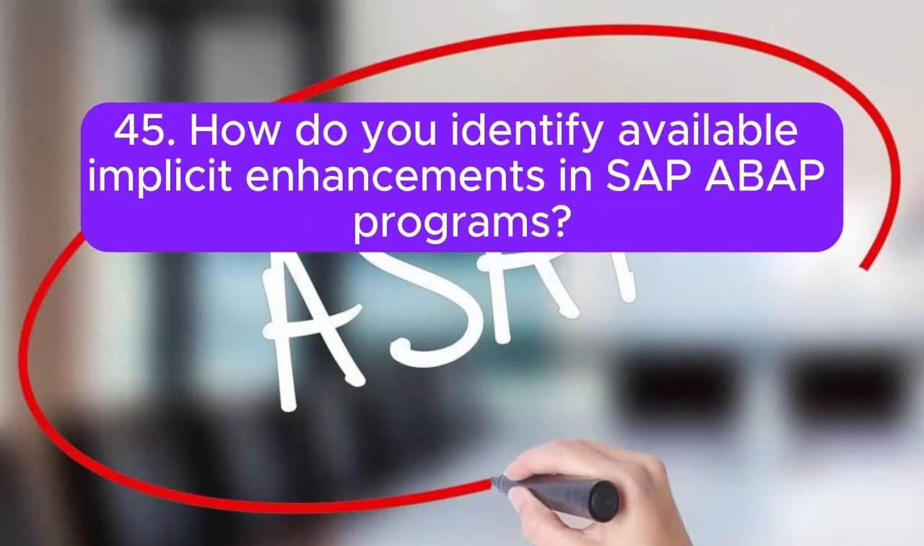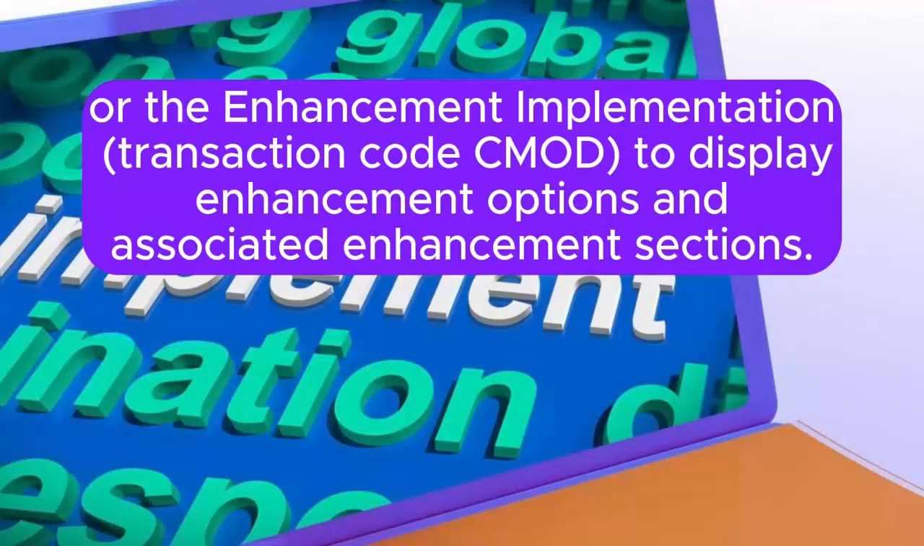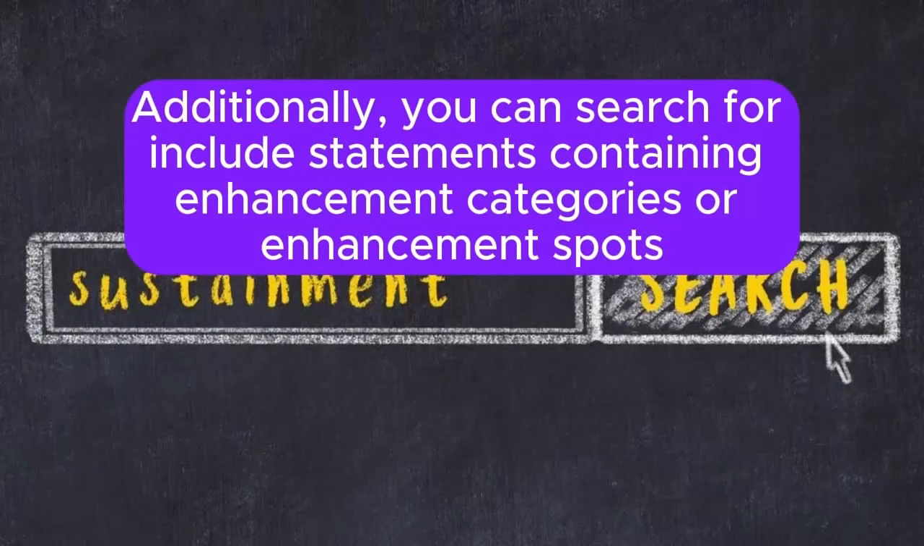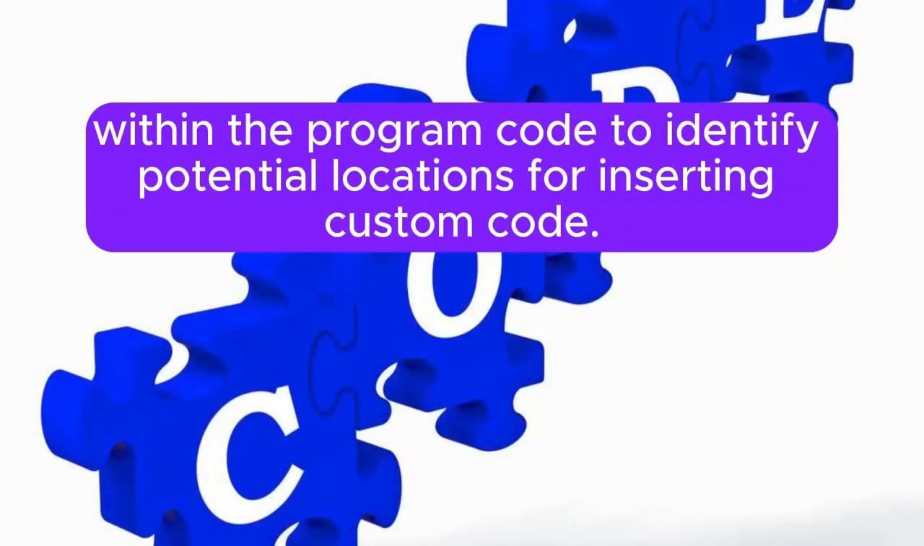45. How do you identify available implicit enhancements in SAP ABAP programs? Answer. You can identify available implicit enhancements in SAP ABAP programs by using the Enhancement Framework transaction code (SMOD) or the Enhancement Implementation transaction code (CMOD) to display enhancement options and associated enhancement sections. Additionally, you can search for include statements containing enhancement categories or enhancement spots within the program code to identify potential locations for inserting custom code.